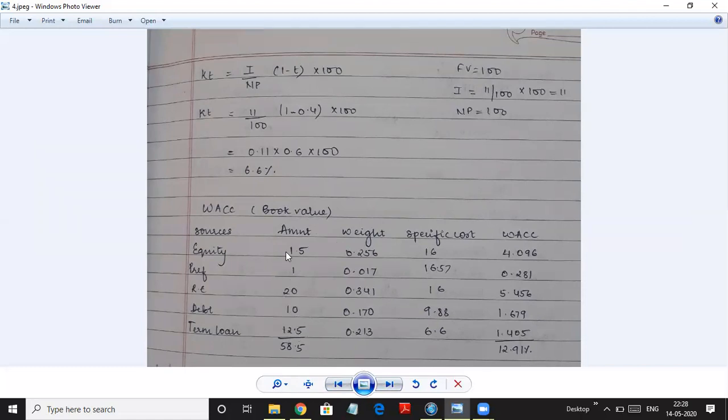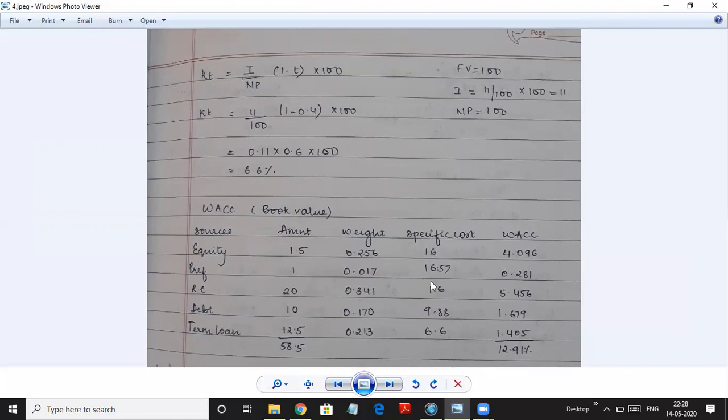Now we'll find the weightages. So 15 divided by 58.5, equity weightage is 0.256. 1 divided by 58.5, it is 0.017. I've taken three digits after the decimal. You can even take 2 digits or 4 digits. As you take fewer digits, the answer will differ. 10 divided by 58.5, 0.170. So these are the weights.